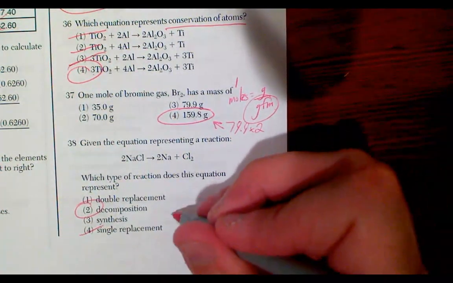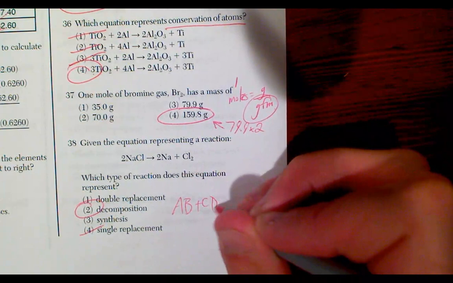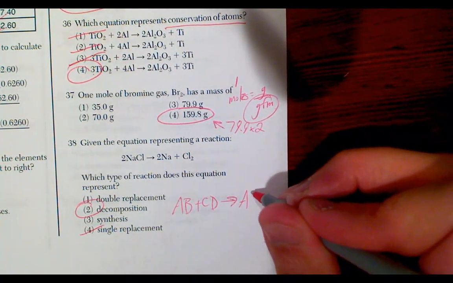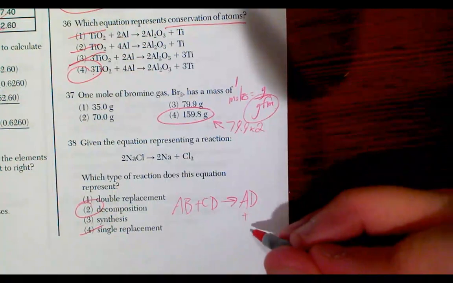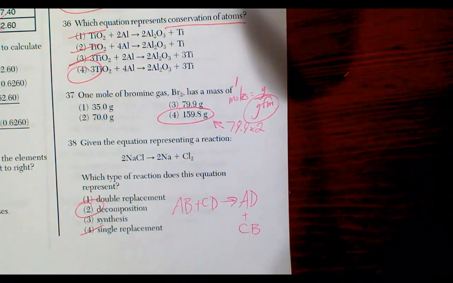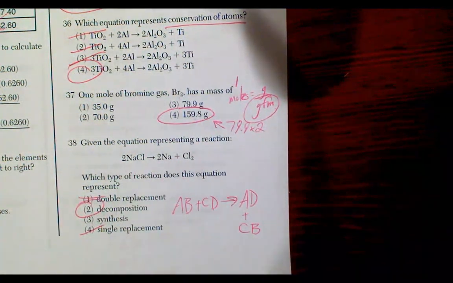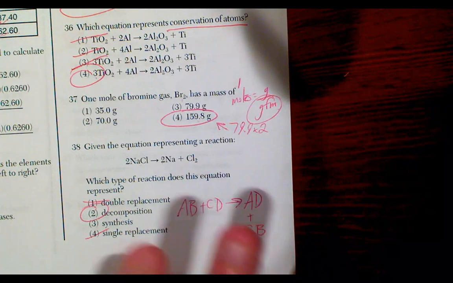Double replacement is if you have something like this: A, B, and C, D, and then everybody changes dance partners, so instead you now get AD and CB together. Everybody switches who they're paired up with. That's double replacement. Once again, that's not what's going on here. So it's NaCl breaking apart into 2 pieces. That's decomposition.